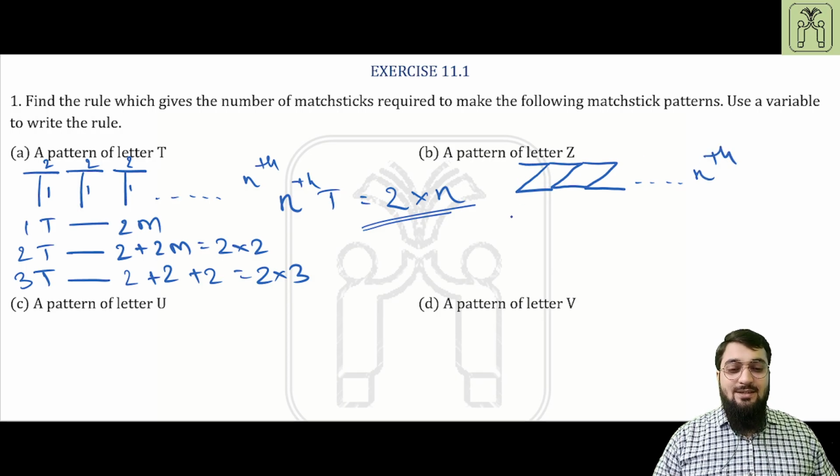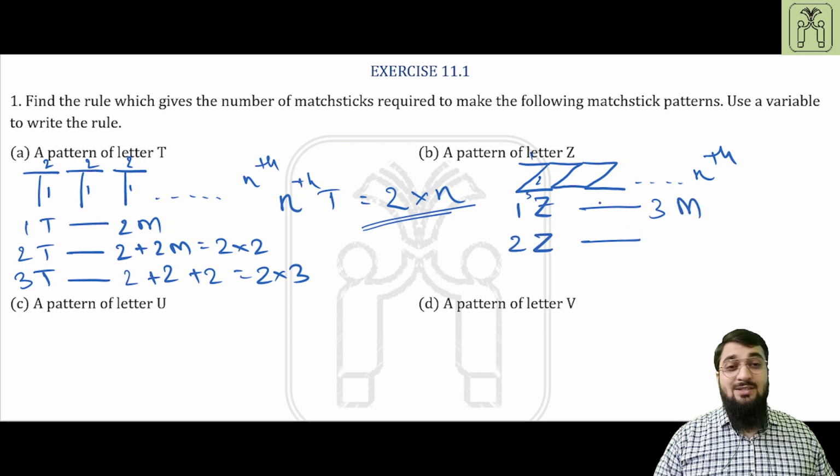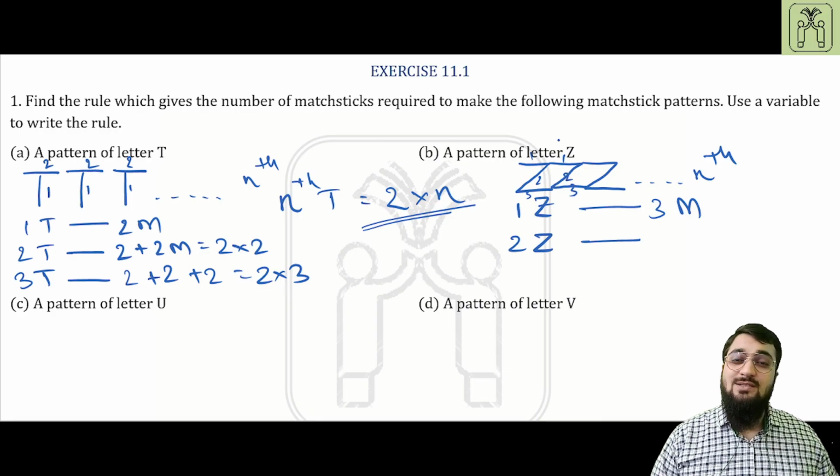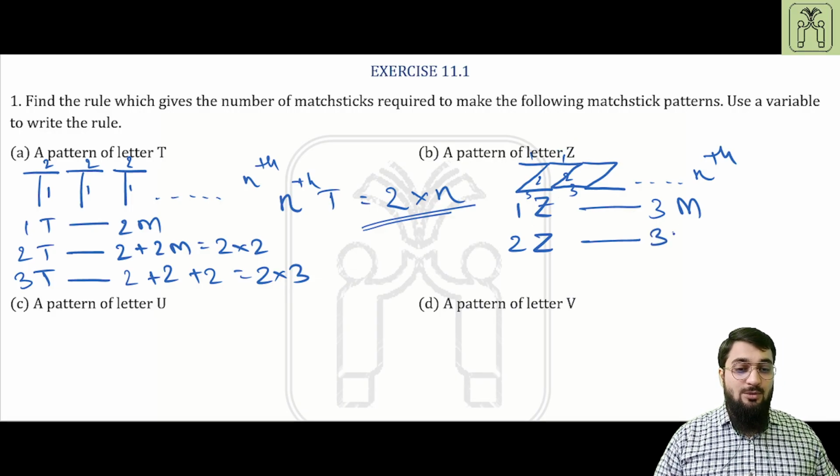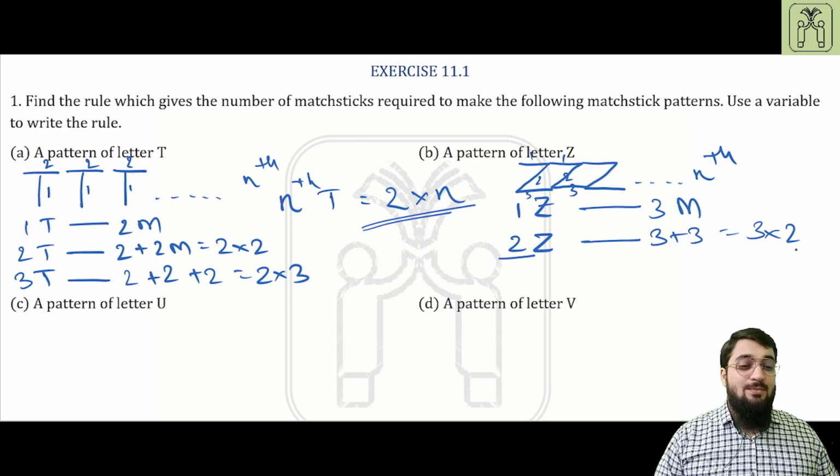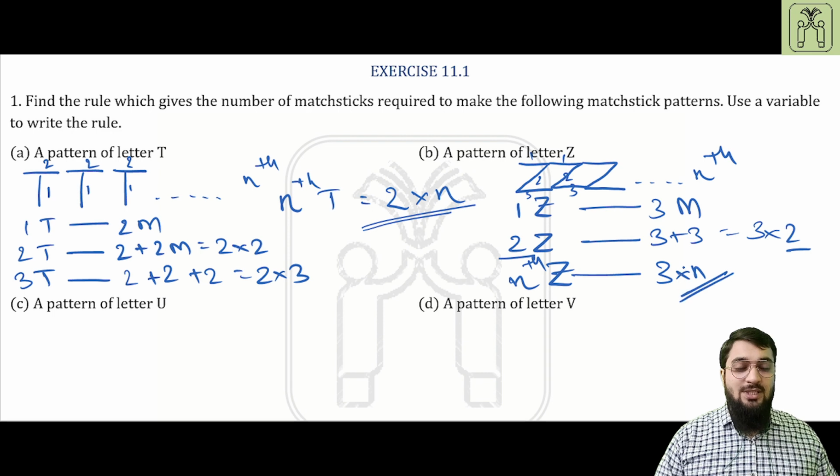So first Z requires how many? We will just write one Z, and that will be 1, 2, 3. So that will be 3 matchsticks. Coming to the second Z, how many matchsticks does it require? Again it will be 1, 2, 3, because there are no common matchsticks between 1 and 2, 2 and 3, and so on. So this will be 3 plus 3 is equal to 3 into 2. Since there are no common matchsticks, this will have a linear pattern, and the nth Z is equal to 3 into n, and this will be the answer.